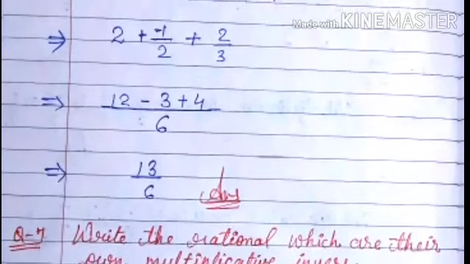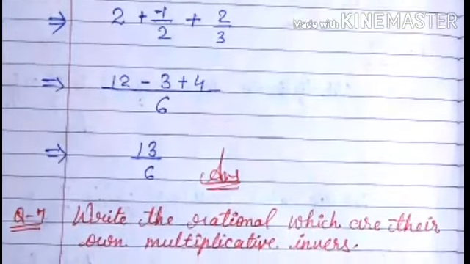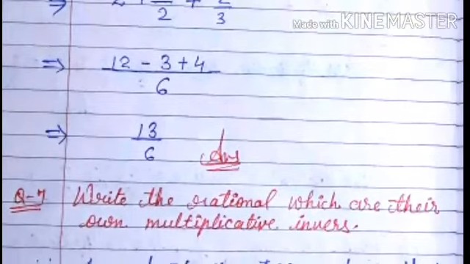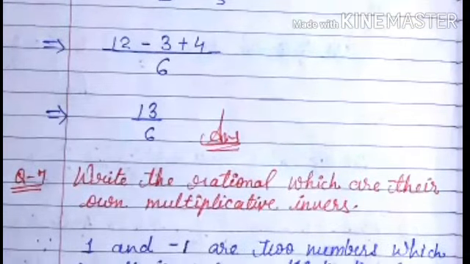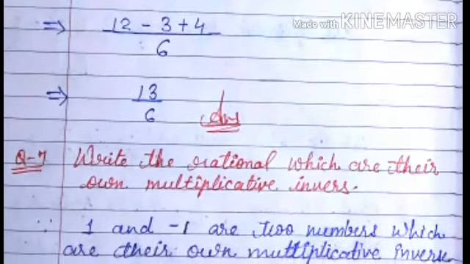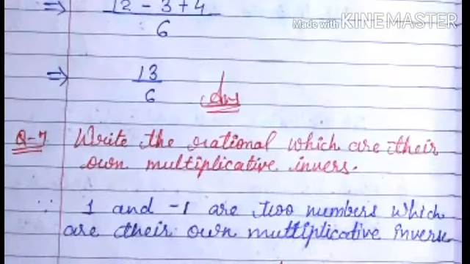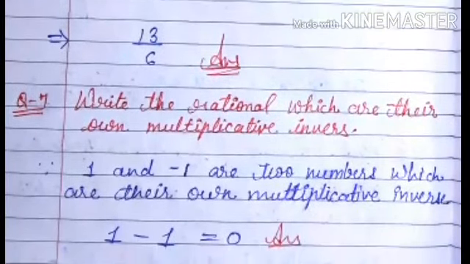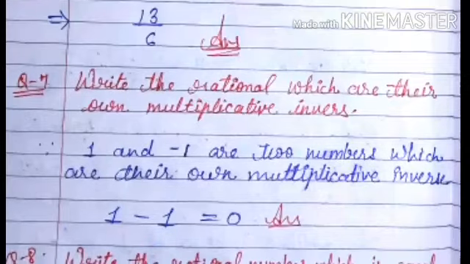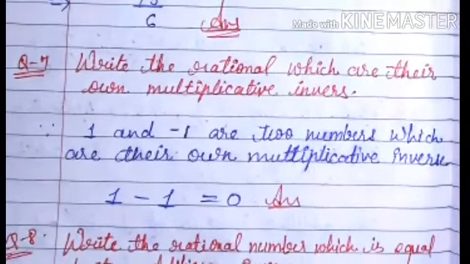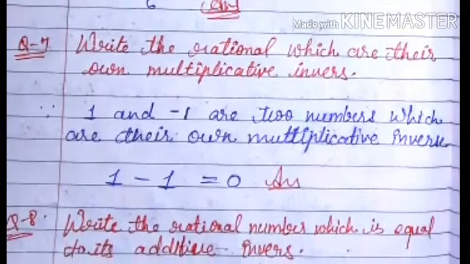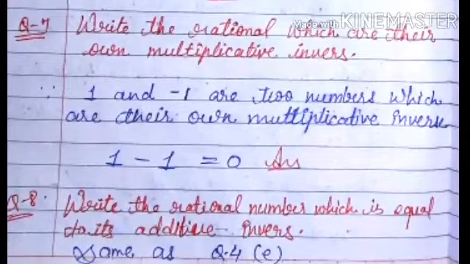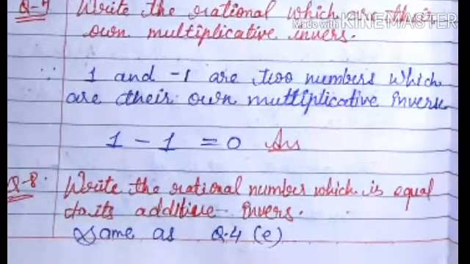And the next question is write the rational numbers which are their own multiplicative inverse. So you know 1 and minus 1 are two numbers which are their own multiplicative inverse. Now the next question is write the rational numbers which are equal to their additive inverse. For its solution, you can check part E of question number 4.